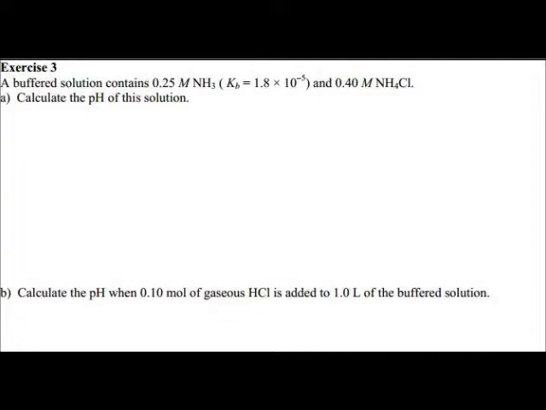A buffered solution contains 0.25 molar NH3 and 0.40 molar NH4Cl. In part A, you have to calculate the pH of the solution. In part B, calculate the pH when 0.10 moles of gaseous HCl is added to 1.0 liters of the buffered solution. We will be solving for pH via titration. This problem will test your titration problem-solving skills.